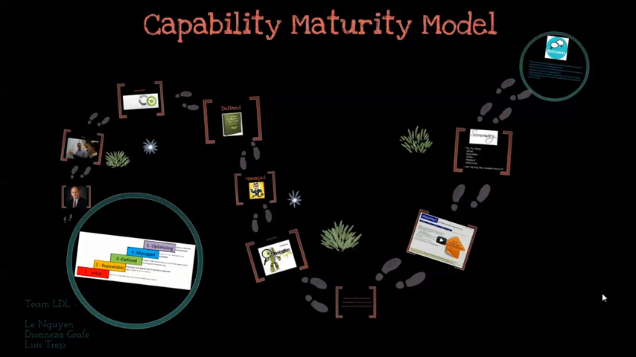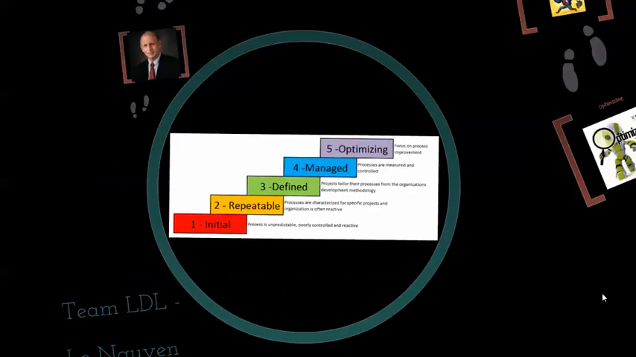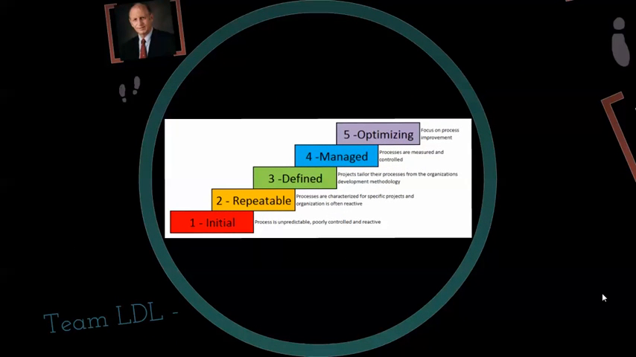Today we are going to be talking about the Capability Maturity Model. The Capability Maturity Model is a methodology used to develop and refine an organization's software development process. The model describes a 5-level evolutionary path of increasingly organized and systematically more mature processes.